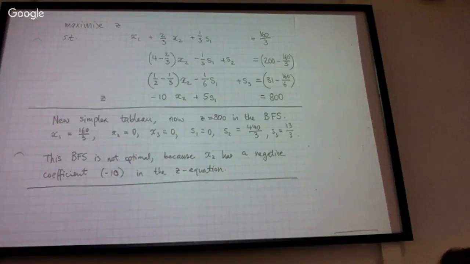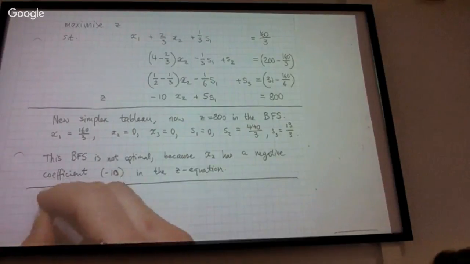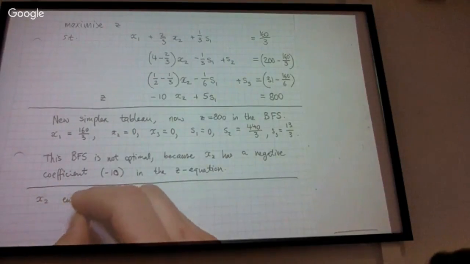Okay, so the entering variable is one of those variables with a negative coefficient in the z row. So there's only one. Okay. So this means that x2 enters the basis.